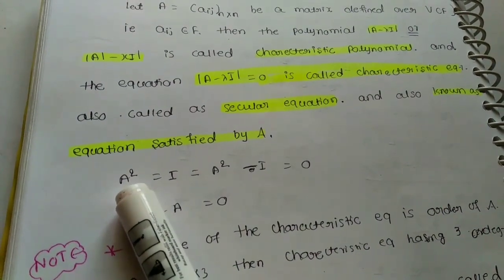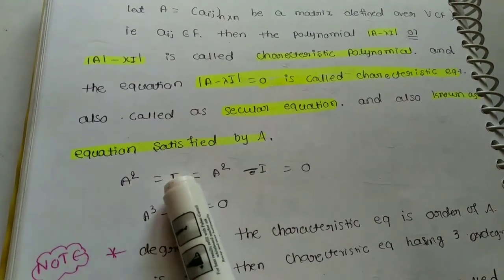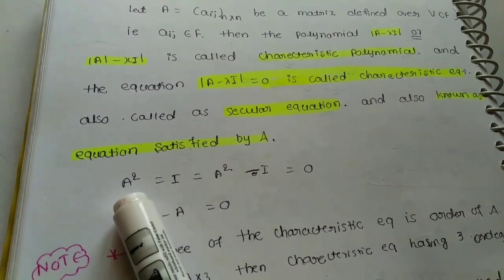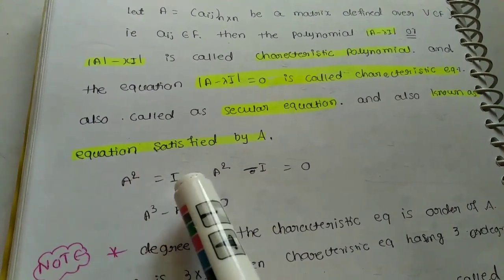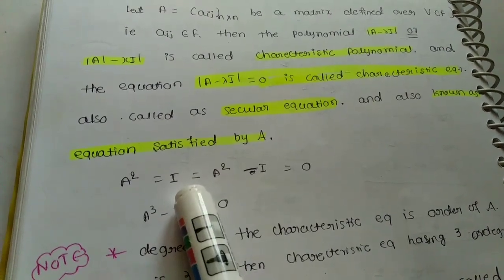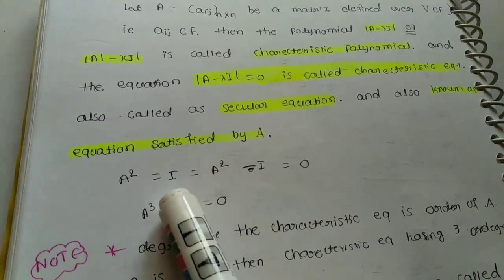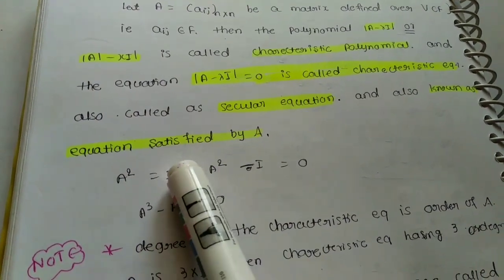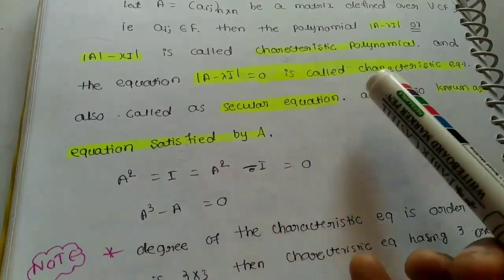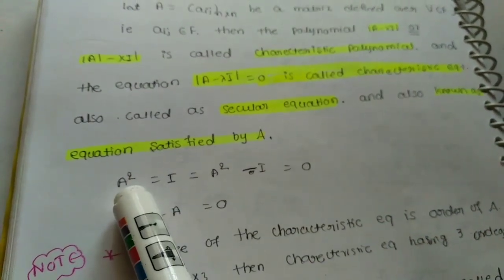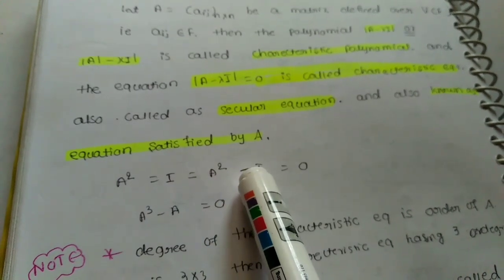If A square is equal to I, that means the square of a matrix is equal to identity. If they give it like this, then A square. So if you take the right side to the left side, this is A square minus I.